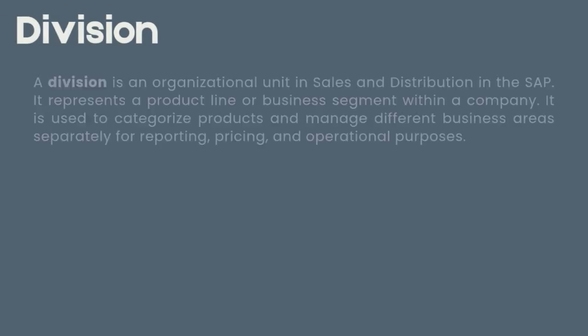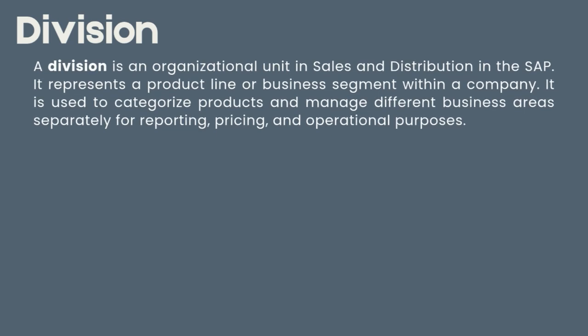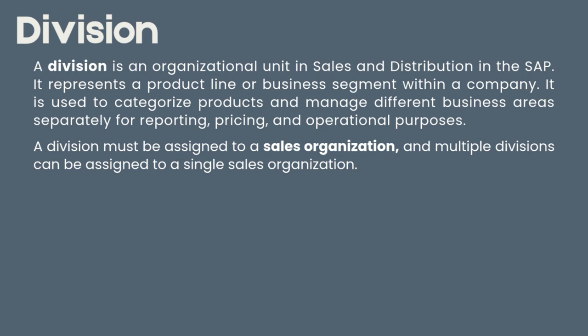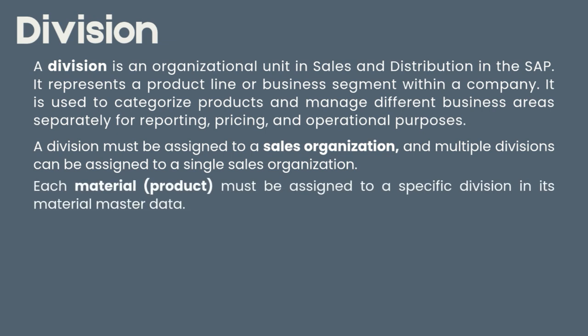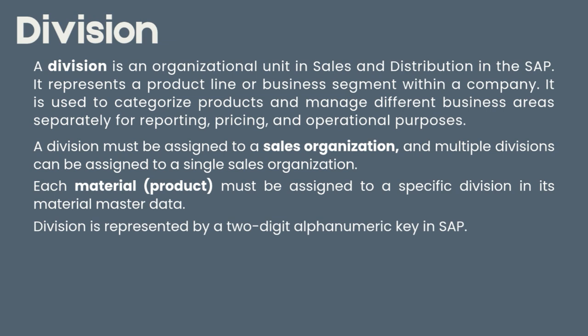Division. A division is an organizational unit in sales and distribution in the SAP. It represents a product line or business segment within a company. It is used to categorize products and manage different business areas separately for reporting, pricing, and operational purposes. A division must be assigned to a sales organization, and multiple divisions can be assigned to a single sales organization. Each material must be assigned to a specific division in its material master data. Division is represented by a 2-digit alphanumeric key in SAP.